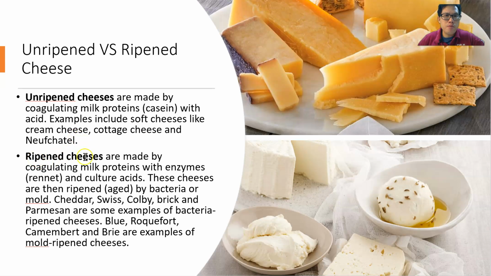Ripened cheeses are made by curdling the milk with enzymes and cultured acid. Then the cheeses are ripened, or what we call aged, by using bacteria or mold. In this case, there can be starter and the addition of non-starter bacteria to create cheese with different flavors. So it can be like cheddar, Swiss, Colby, and so forth.